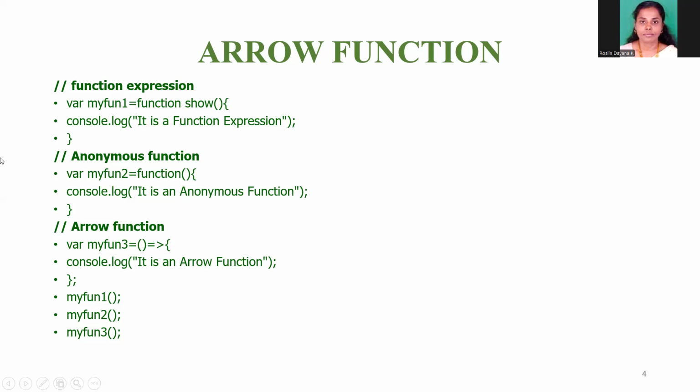Third one is arrow function. Here in the arrow function, myFunction3 is equal to, there is no keyword function and there is no name for the function. Only parenthesis is used here and the big arrow is used. Same output, it is an arrow function. So the three functions are called with the variable names myFunction1, 2 and 3.